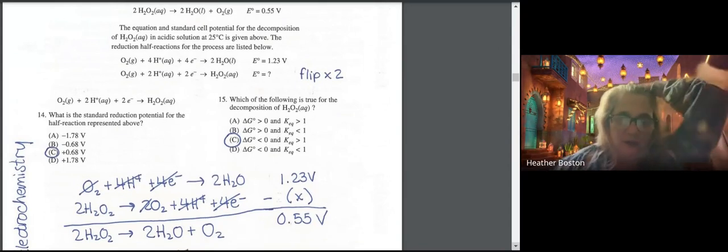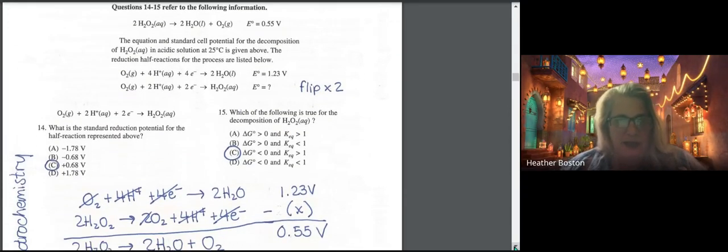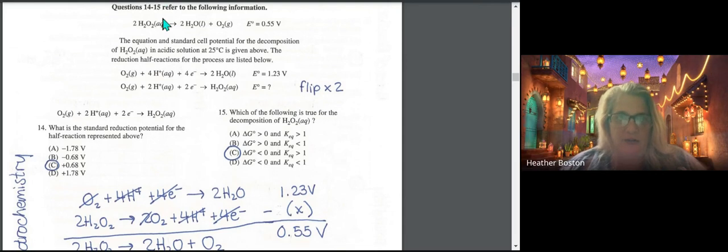Okay, cell potentials for decomposition reactions. Number 14 asks you to find the standard reduction potential for the reaction above. So basically what you're doing is you're looking at this target reaction up here. You're seeing that you need 2 of H2O2 in the reactant side. That means you're going to take the second equation and flip it. And when you add those together, you're not going to multiply.